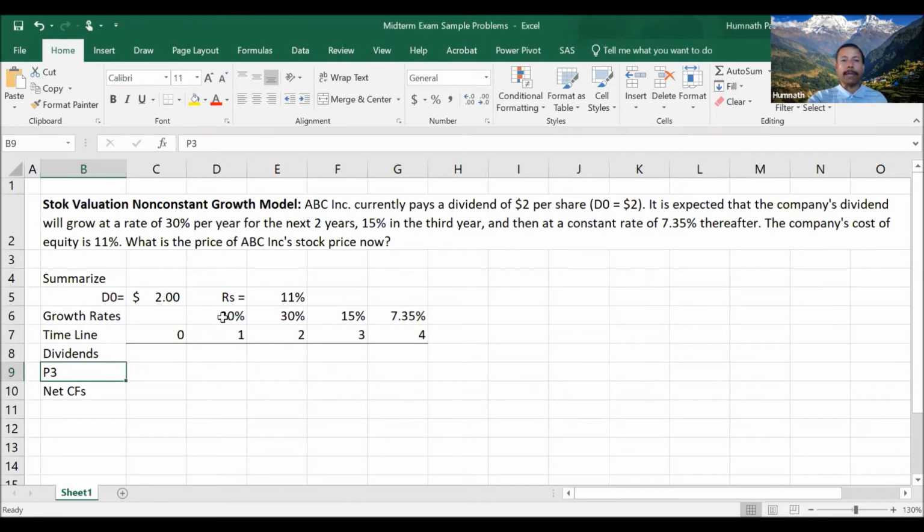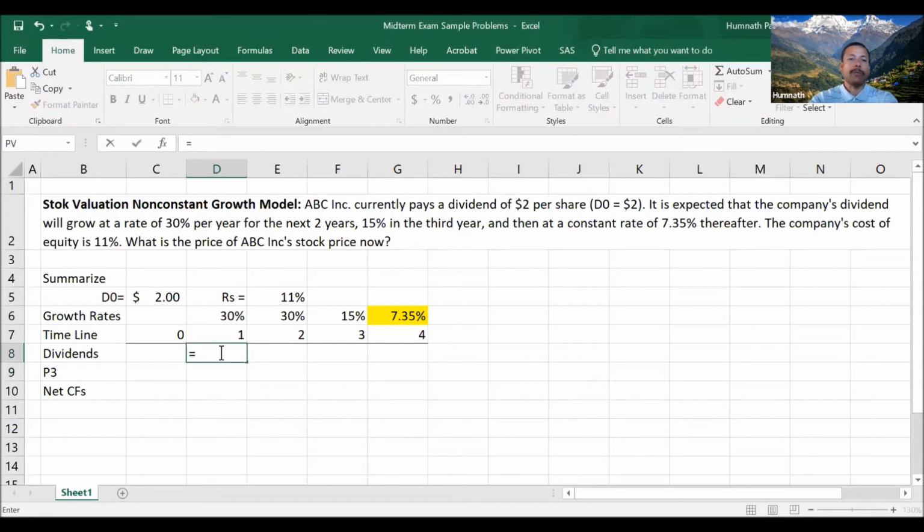As you can see here, we summarized the growth rates, and in year 4, the growth rate is constant. So we can calculate the price in year 3. Let me start summarizing the dividends. I'm going to calculate dividend 1 first. That equals the dividend at time 0 times 1 plus the dividend growth rate in year 1. That gives us the dividend for year 1.